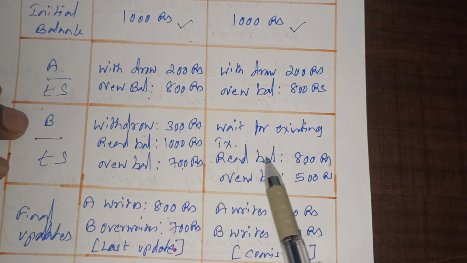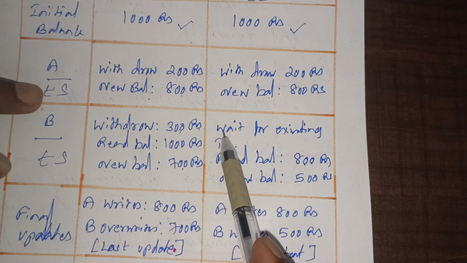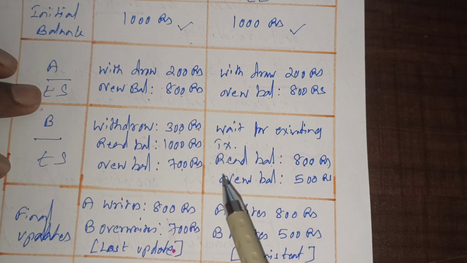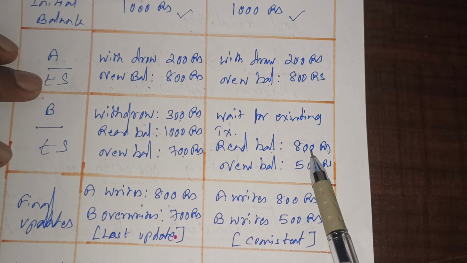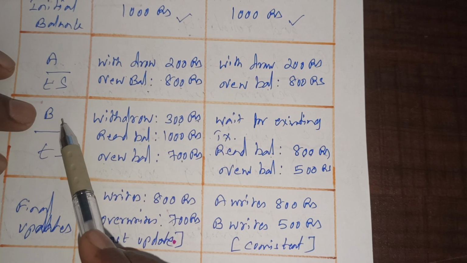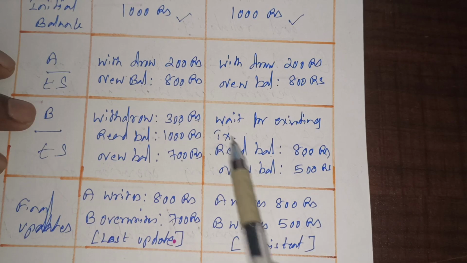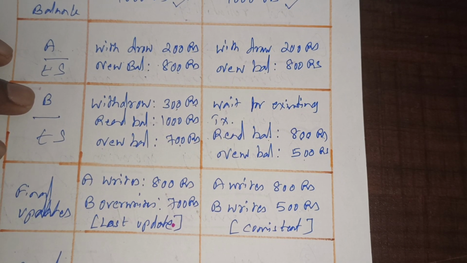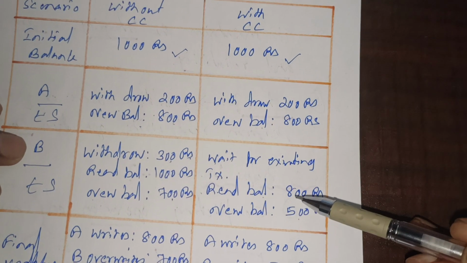Why? How is it reading the balance as 800? Because it is waiting for someone who is already in a transaction. The transaction is not yet completed. So after waiting for that particular transaction, it reads 800 rupees as the balance. And what is the withdrawal amount of B? It is withdrawing 300. So 800 minus 300, the new balance becomes 500 rupees. That is the point, right? So what I am talking about is with concurrency control.